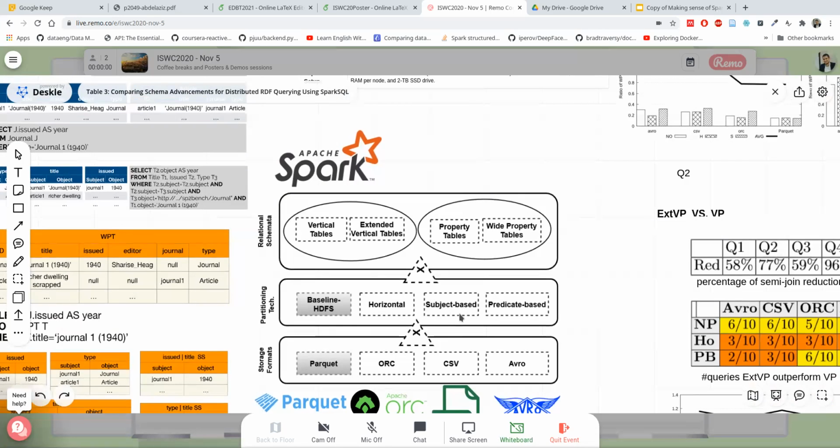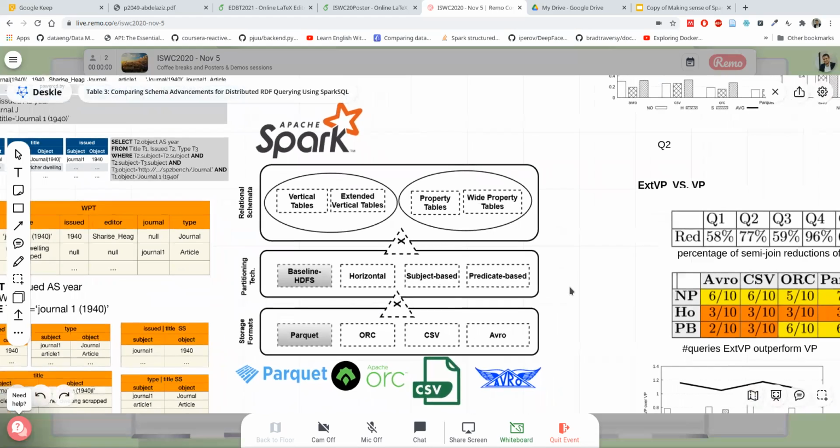Notably, we tested the literature baseline, vanilla HDFS partitioning, which applies random horizontal partitioning of the data blocks in HDFS. On the other side, the storage data formats are considered by the Spark optimizer and impact the physical query plans. Therefore, we use two row-oriented data formats, CSV and Avro, and two columnar file formats, ORC and Parquet. Similarly, as the baseline storage format, we choose Parquet from the literature.